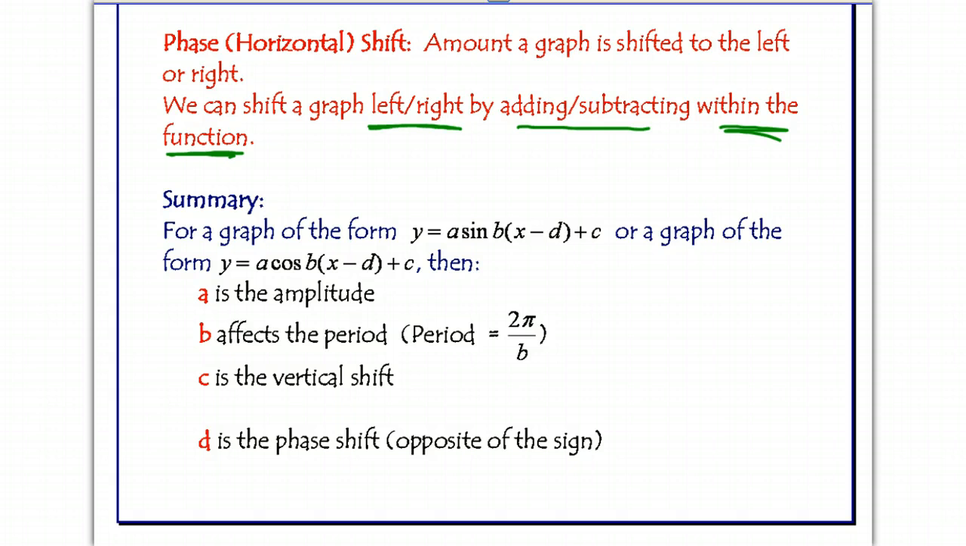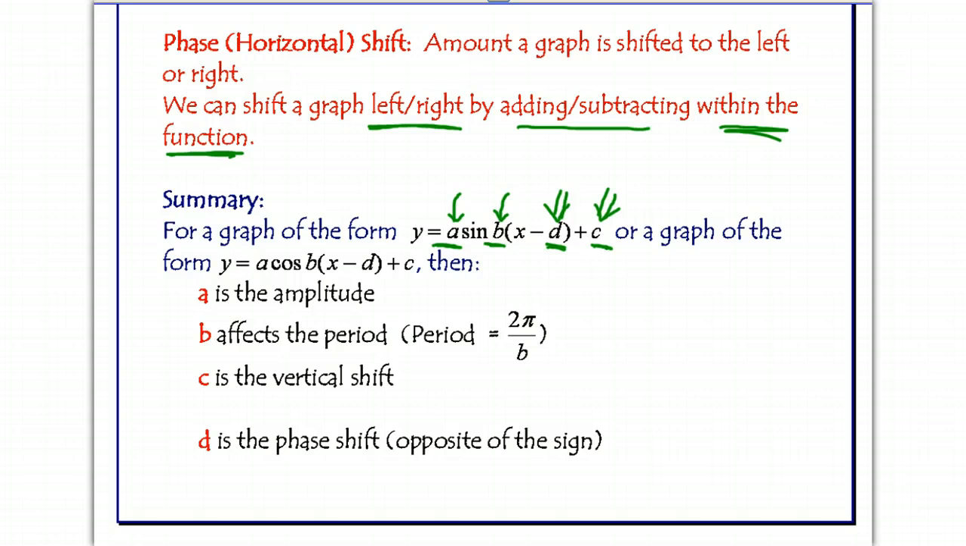So now, between section 1 and section 2, there are 4 different things you can do to a sine graph or to a cosine graph. You can multiply by something in front. You can multiply by something on the inside. That was section 1. That affects the amplitude and the period. And now the new things today, you can add or subtract something on the inside. You can add or subtract something at the beginning of the function or at the end of the function. That's true for sines and cosines.